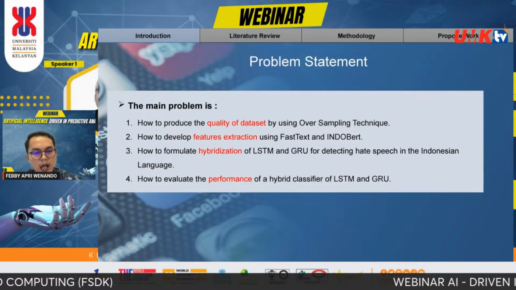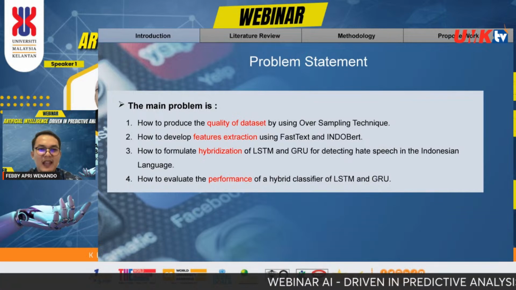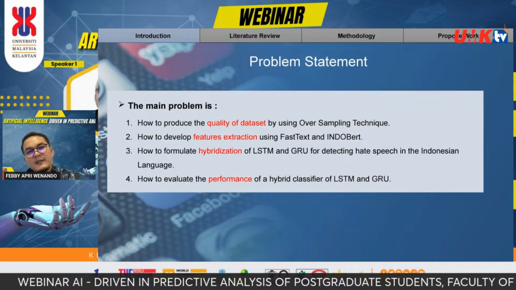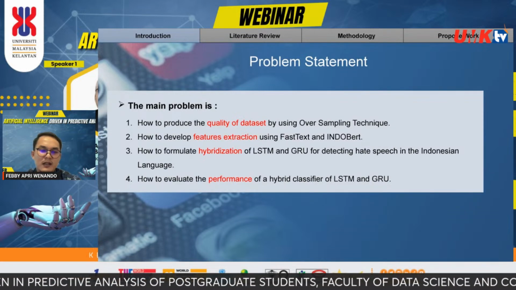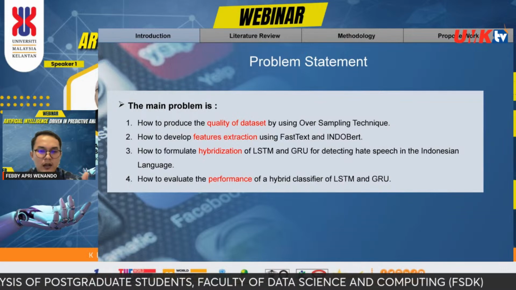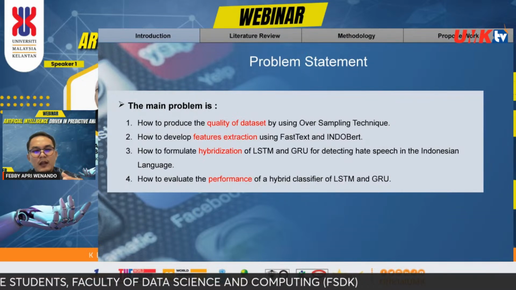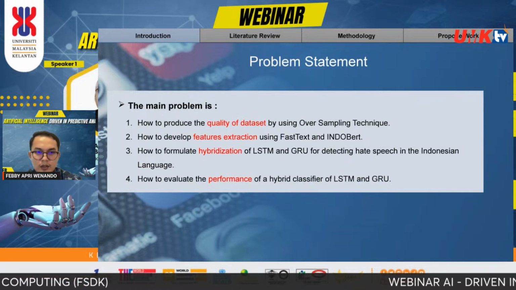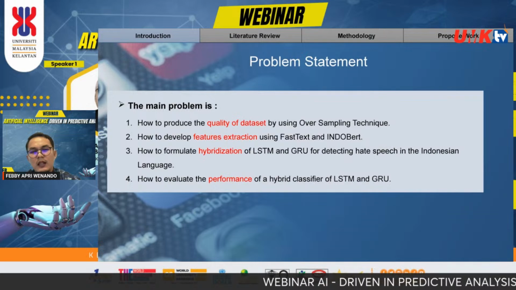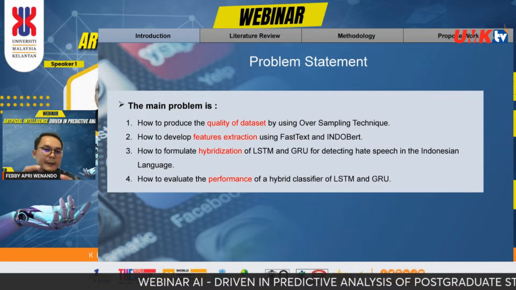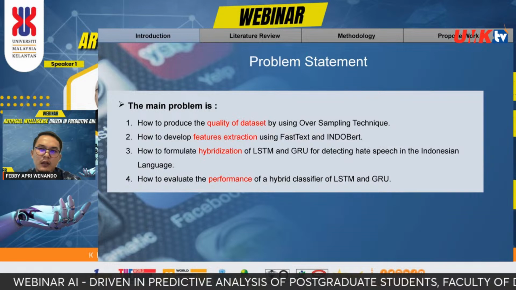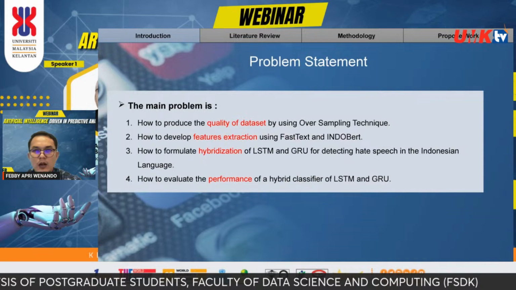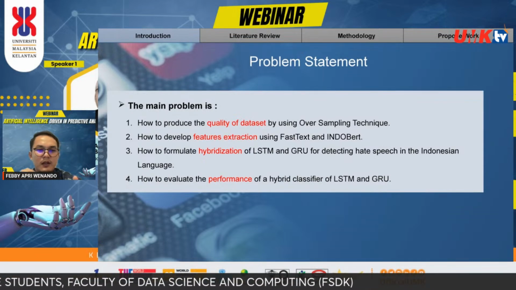And third, how to formulate a hybrid of LSTM and GRU for improvement in hate speech detection in the Indonesian language. We hybridize the algorithms LSTM, long short-term memory, and GRU, gated recurrent unit. And the last one is how to evaluate the result of the system we develop, whether the performance can be better or not. We don't know yet; the research is still ongoing.